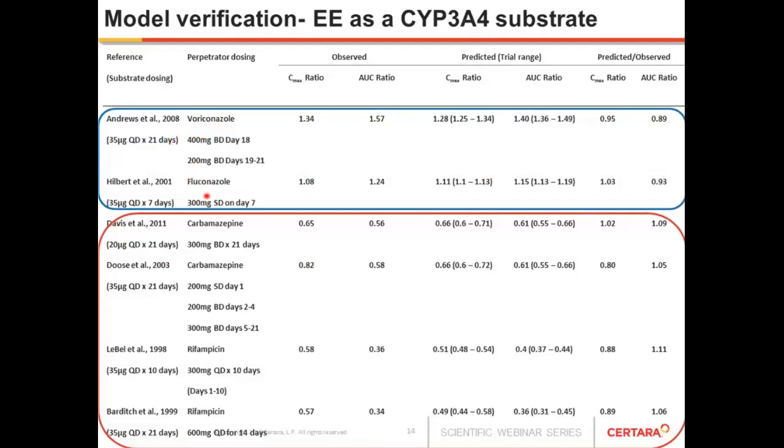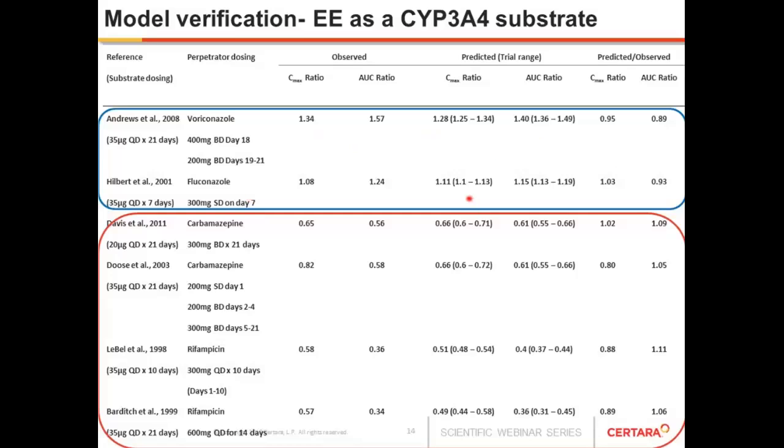Now, the key thing when you're running the clinical study is that you want to compare your simulated predicted ratio, Cmax and AUC, to the observed data. And as you can see from this study, with the inhibitors, you have an increase in the Cmax and AUC. While the observed data was about a 1.34-fold increase in Cmax and a 1.6-fold increase in AUC, our predictions were quite reasonable for voriconazole and then fluconazole.